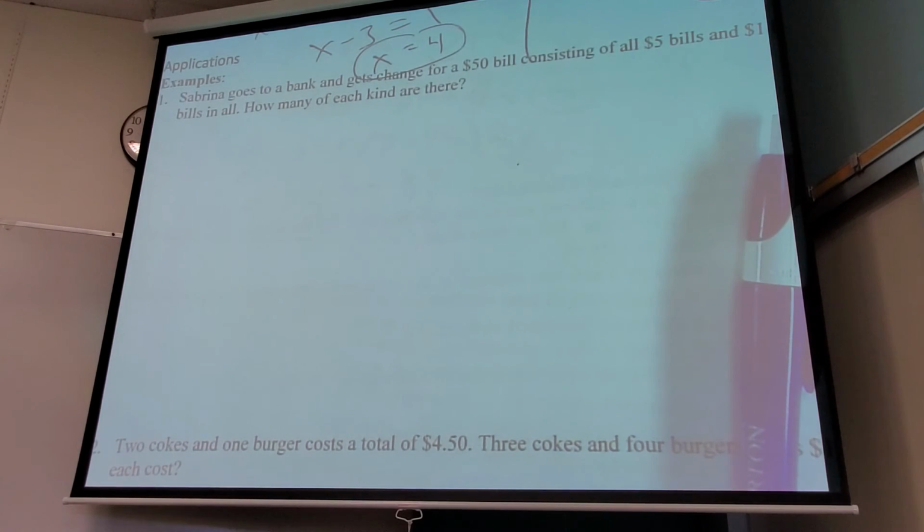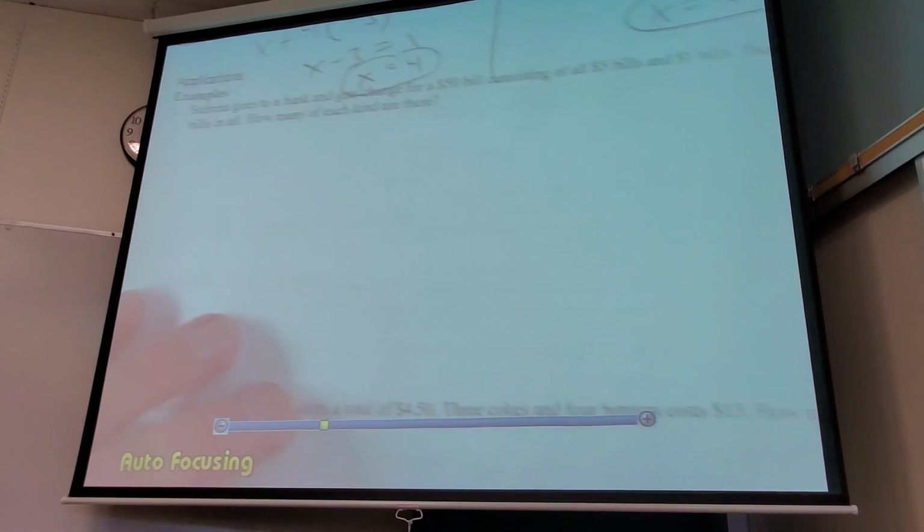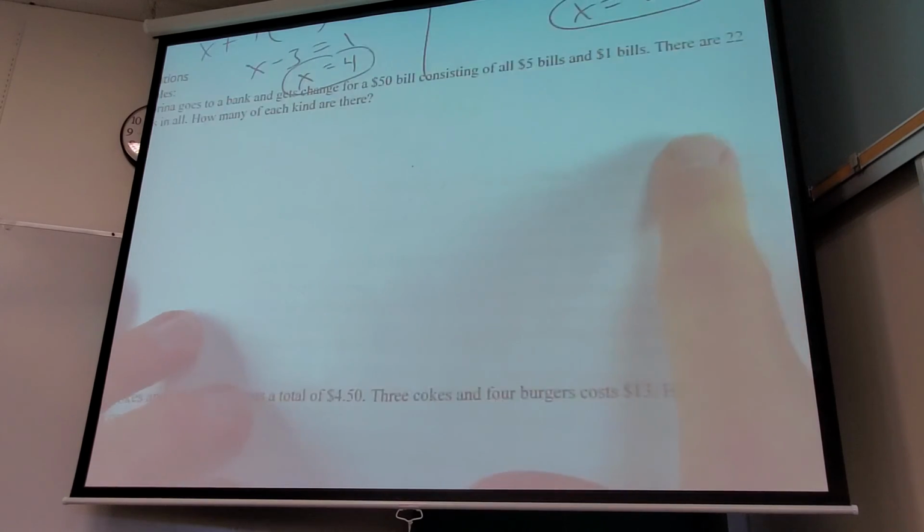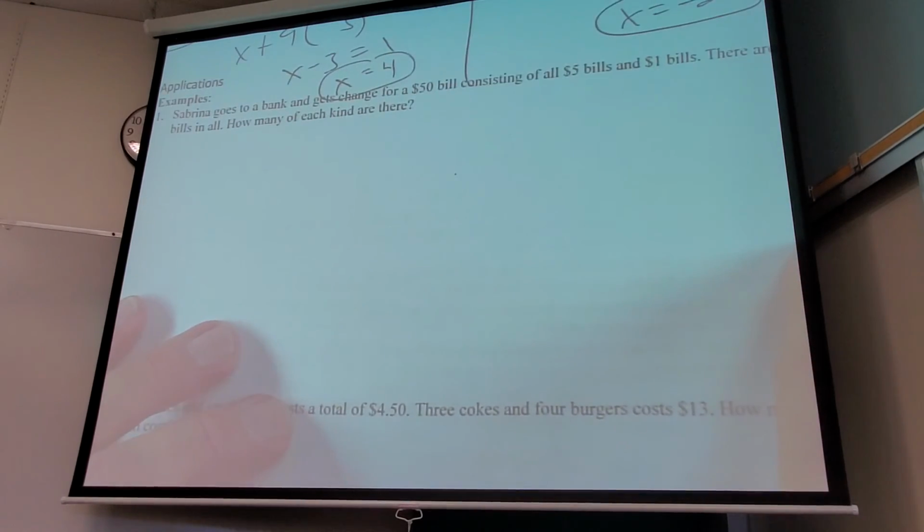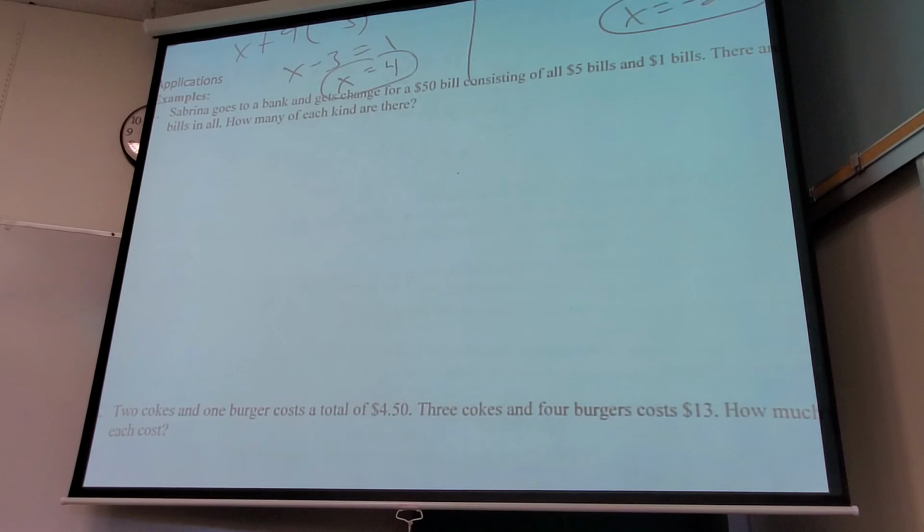So, this person goes to a bank, gets change for a $50 bill, consisting of all fives and some $1 bills. There are 22 bills in all. All right, this is exactly the kind of problem I hate, but hopefully you can see it's just practicing the process.